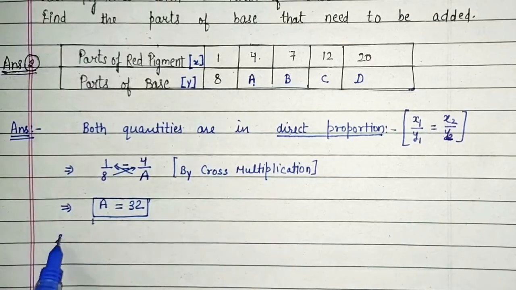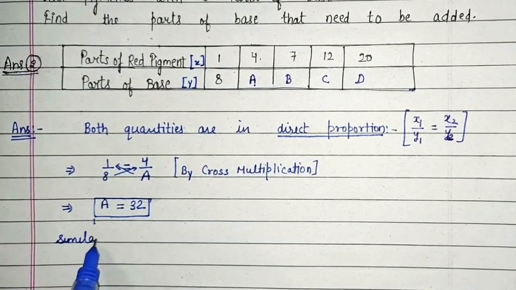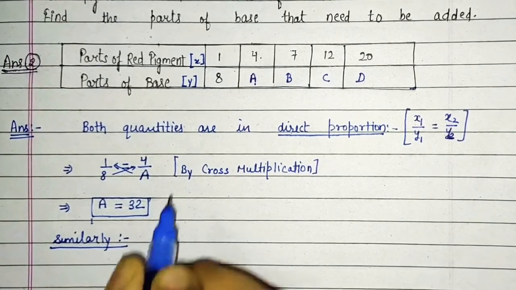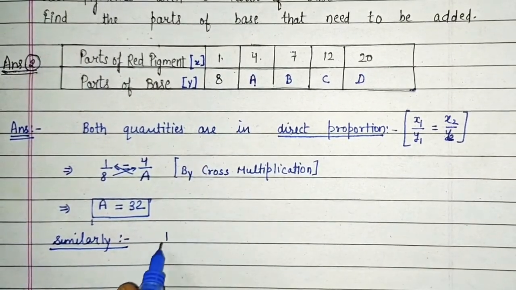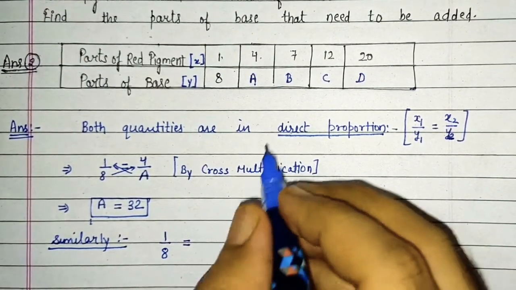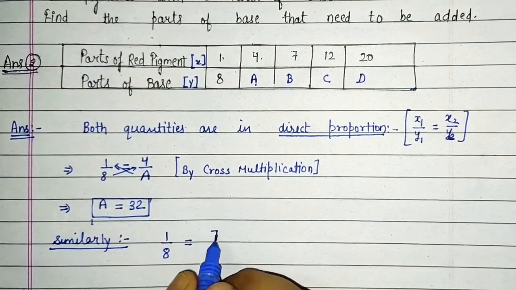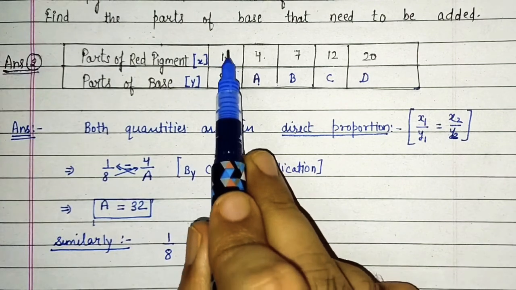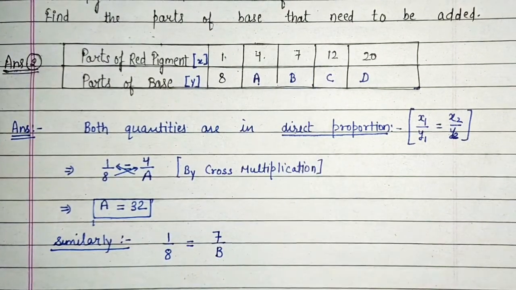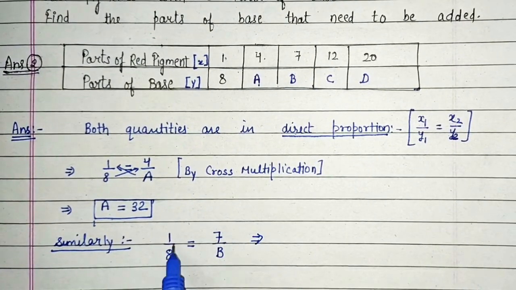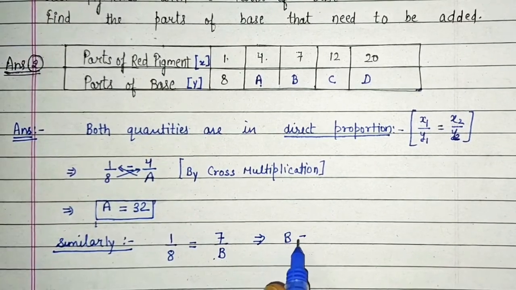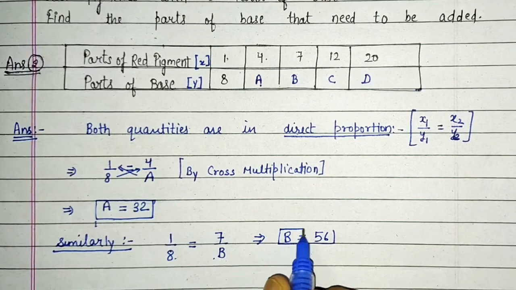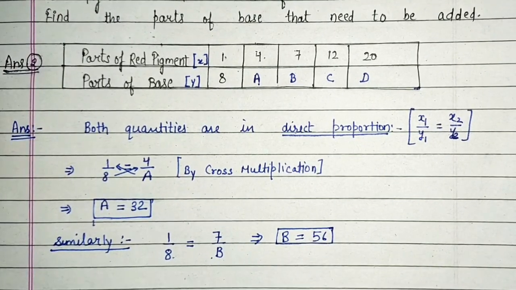Similarly, you can write 1/8 is equal to this one, 7 upon b. Is it okay? This ratio 1/8 is equal to 7 upon b. Again cross multiply, 1 into b, b is equal to 7 into 8, 56. This is the value of b.